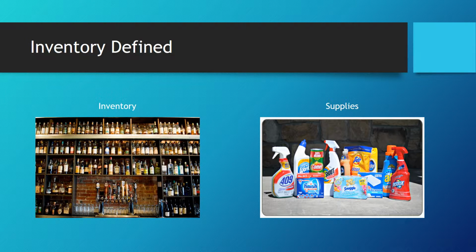For example, bottles of liquor would be inventory to a bar, whereas cleaning supplies would not be. In a grocery store, by contrast, both the liquor and the cleaning supplies might be classified as inventory.